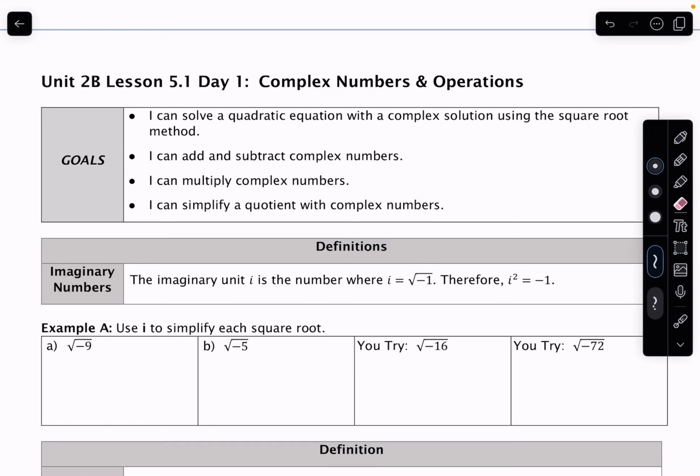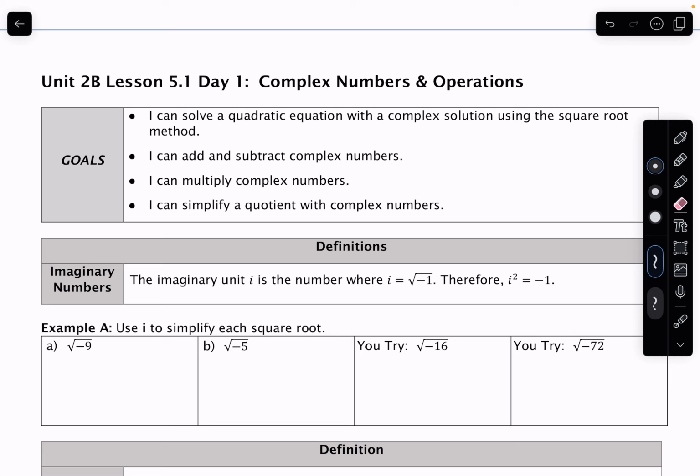Hi, Math 3 students. Today we are going to review complex numbers. So last year in Math 2, you learned about imaginary numbers. Imaginary numbers occur when you take the square root of -1, all right? So the square root of -1 is equal to i, all right?